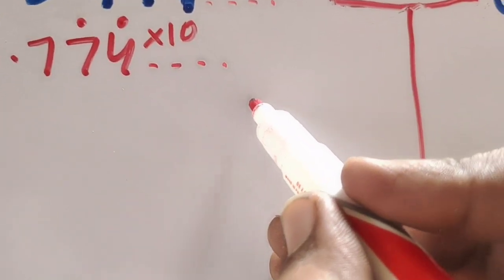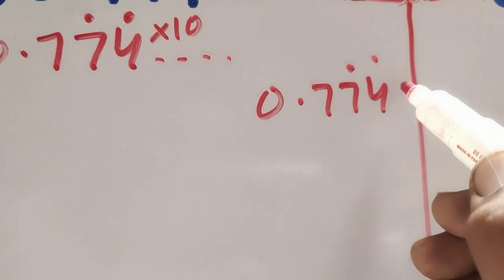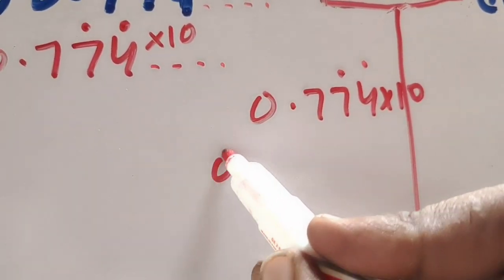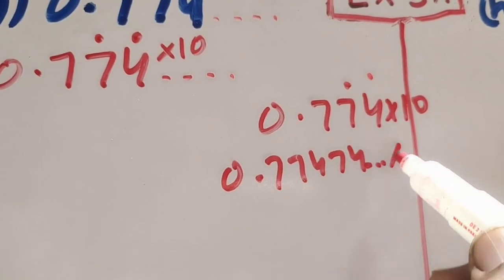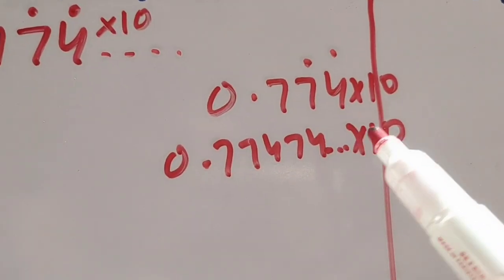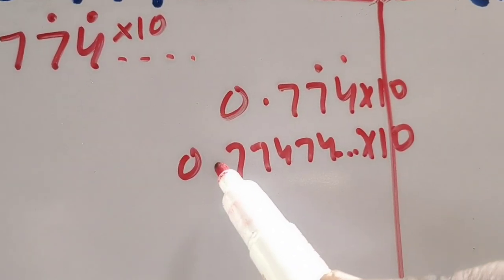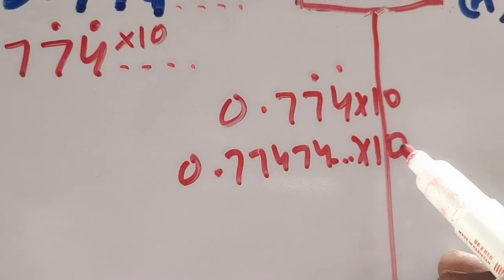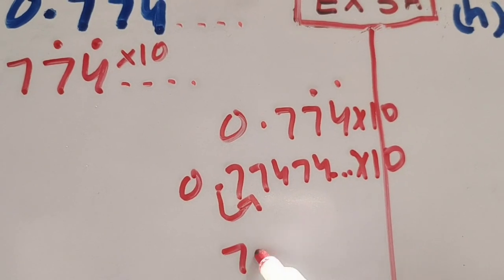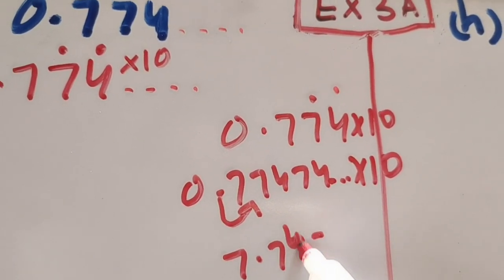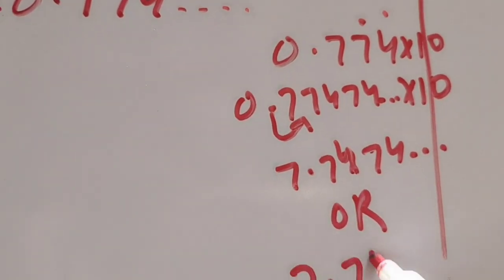So what happens? We'll do it here: 0.77474 and so on, multiplied by 10. When 10 is multiplied with a decimal number, the decimal moves to the right by the number of zeros. So 10 has one zero, it moves 1 place to the right. So this becomes 7.74 and so on. You can also write it like this, 7.74 with dots.